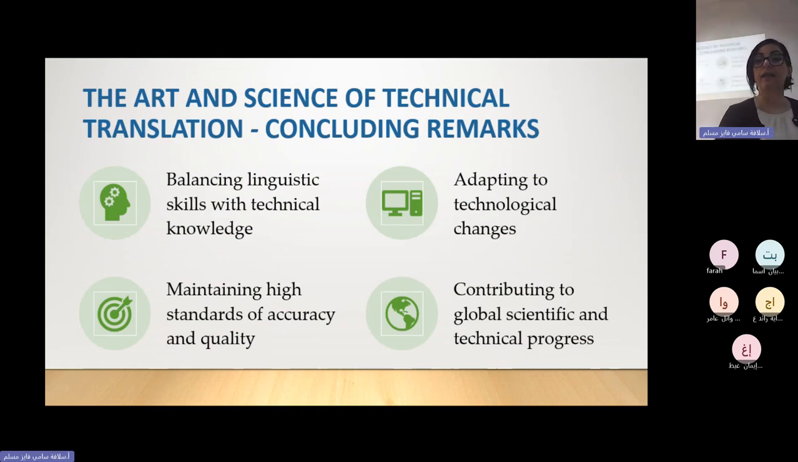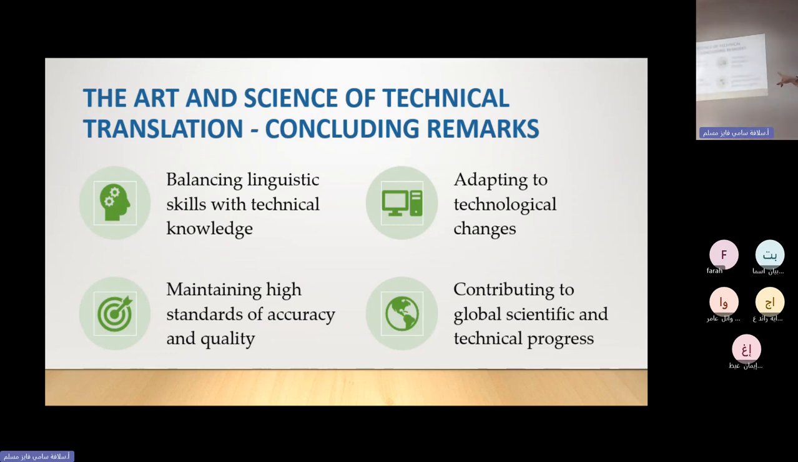This is the last slide. So these are 10 signs of technical translation. And these are concluding remarks.